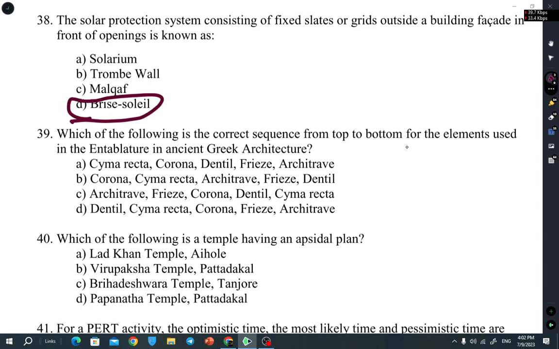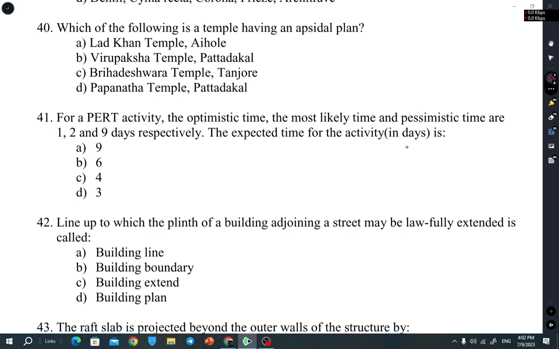Which of the following is the correct sequence from top to bottom for the elements used in the entablature in ancient Greek architecture? Cymarecta, corona, dentil, frieze, architrave. Which of the following is a temple having an apsidal plan? Lad Khan Temple, Aihole. For a PERT activity, the optimistic time, the most likely time and pessimistic time are 1, 2 and 9 days respectively. The expected time for the activity is option D, 3 days.